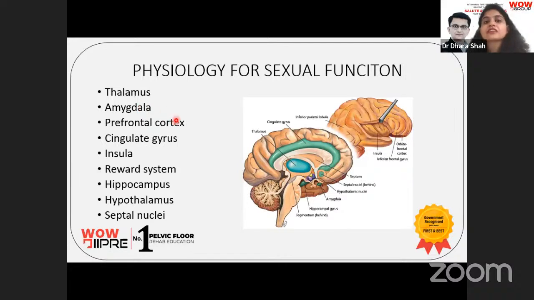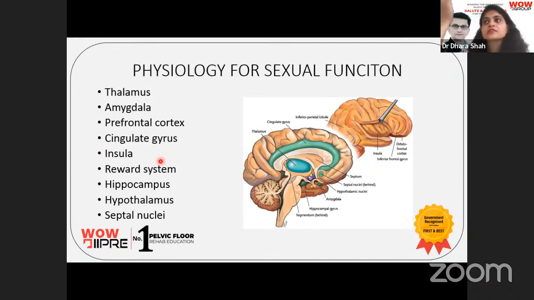Like your prefrontal cortex will work for cognitive filtering. Your amygdala will work for the experience. Your hippocampus will work for your memories, like what memories you had in the past and how you are behaving right now. Maybe your reward system is the first system which will initiate, or give you an idea of how you have to respond to a sexual stimulus. So there is a very complex phenomenon happening in the brain.